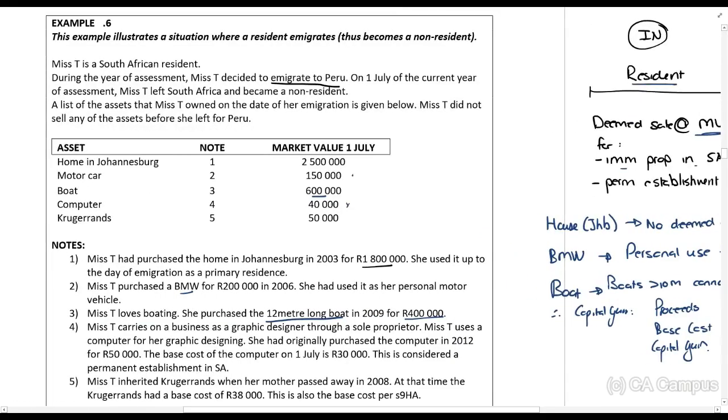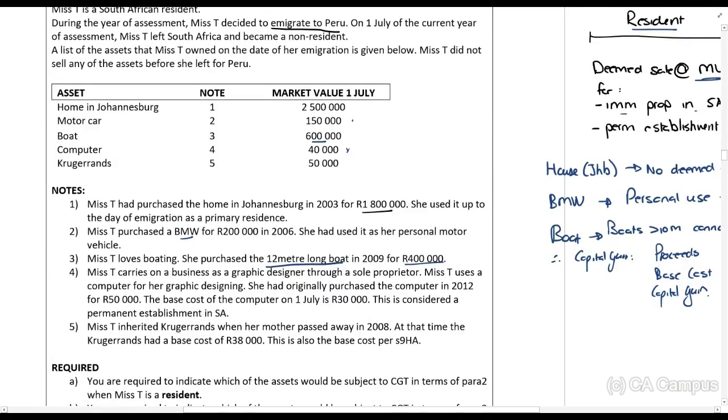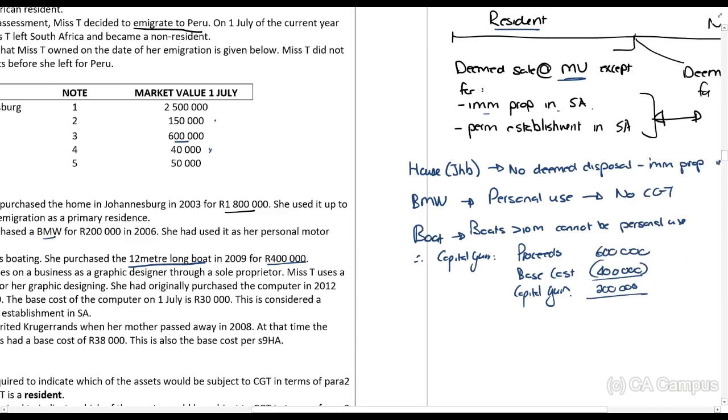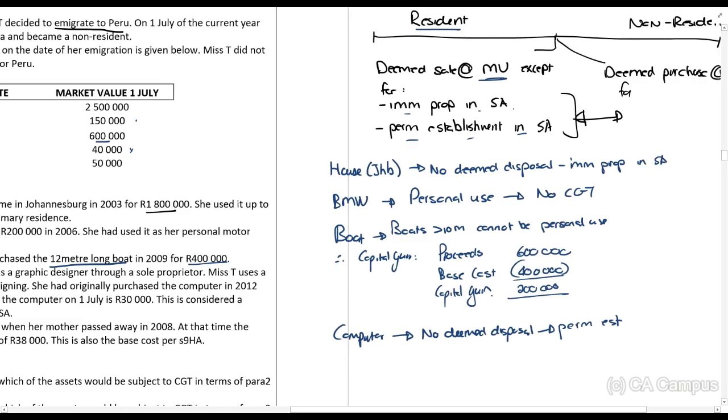Then a computer, number 4. Ms. T carries on a business as a graphic designer through a sole proprietor. Ms. T uses a computer for her graphic designing. She had originally purchased a computer in 2012 for 50,000. The base cost of the computer is 30, and this is considered a permanent establishment in South Africa. Right, so the computer, there is no deemed disposal. Why? Because it's an asset of a permanent establishment in South Africa.